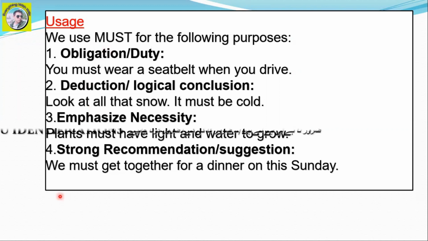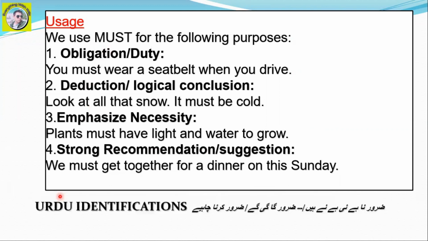Now let's see the examples and the structures and the Urdu identifications. So the Urdu identification of modal verb must are जरूर plus ना है, नी है, ने है. हमने ये मैच जरूर जीतना है, तुमने ये काम 4 बजे तक जरूर कंप्लीट करना है, मुझे आज वहां जरूर जाना है, हमने अपनी बात जरूर मनवानी है, right?